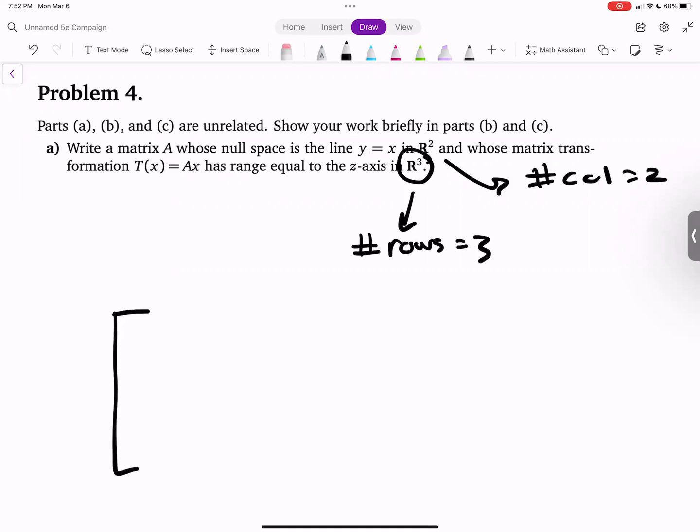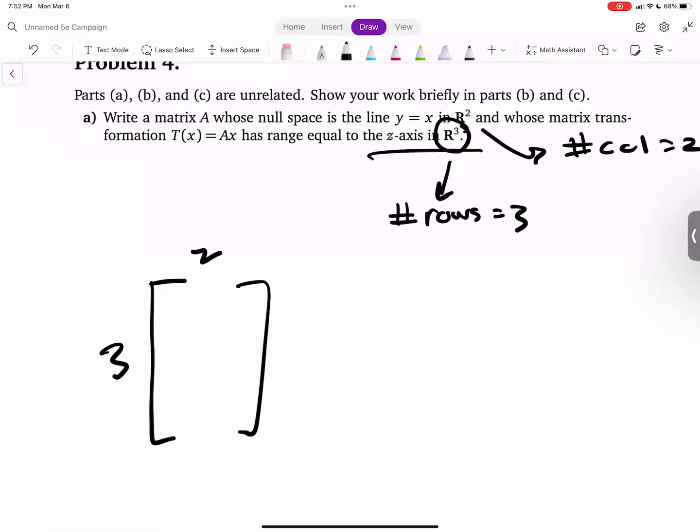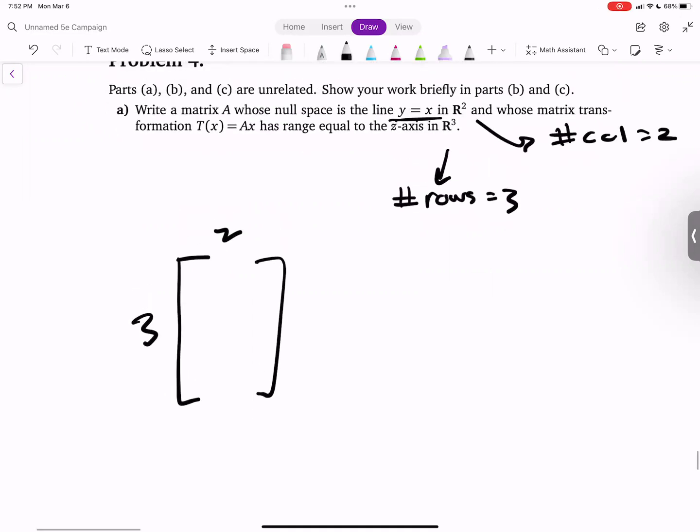So I'm going to go ahead and draw 3 rows and 2 columns. Its range is equal to the z-axis, and it has a null space, right? If it has a null space, what does that tell me about free variables? There are some. What shape is y equals x? It's a line. So how many free variables do we have? 1. The line is dimension 1, right? So we know from this we have 1 free variable.